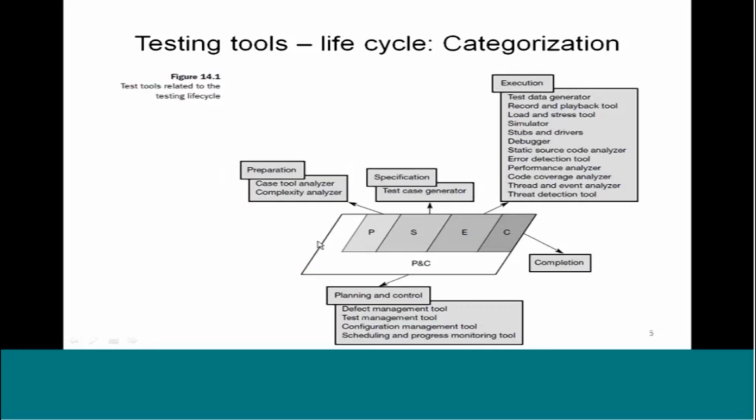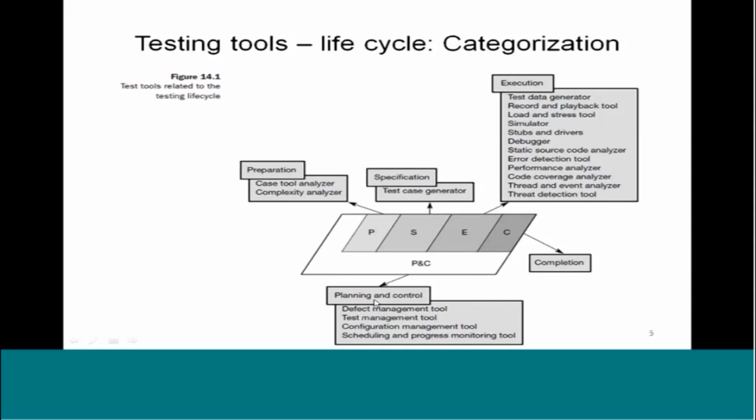For preparation, we have tools such as case tool analyzer, complexity analyzer. For specification, we have test case generation or test case generator, such as Perl or Python scripts or Excel sheet programming from the requirements. And also we have execution in terms of test data generator, simulators, debuggers, whatever we have studied so far. One of them or many of them could be used for execution purpose. And we have the completion and reporting mechanism of the executed parts.